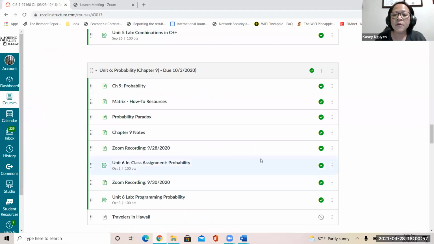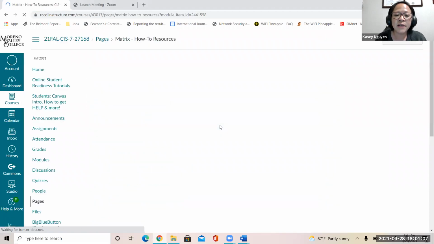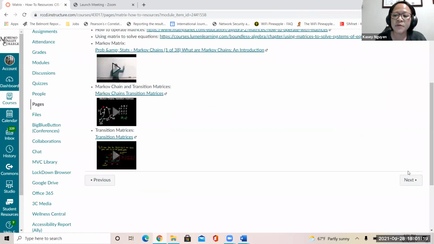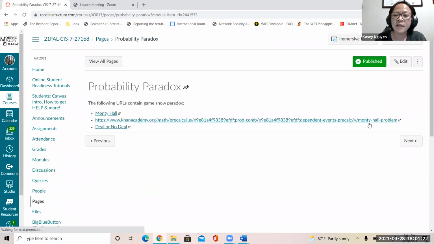As you look at your Canvas, the module for this week is Unit 6. There are some resources on how to do matrices. We're going to come back to matrix when we start doing a little bit of graph. I'll expand on this, but I put some links there for you in some tutorials. There are also some resources on game paradoxes, like Monty Hall, Deal or No Deal. So when you start looking at lottery tickets, the contests that they give out, things like that, you can determine the probability of winning based on the choice that you make.